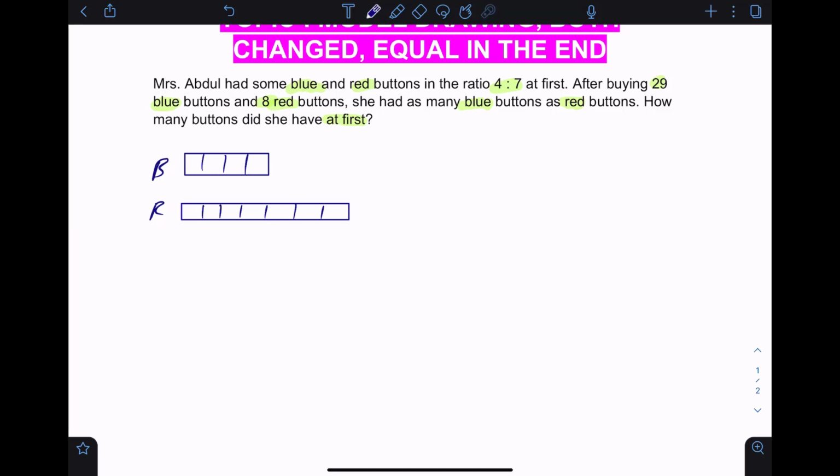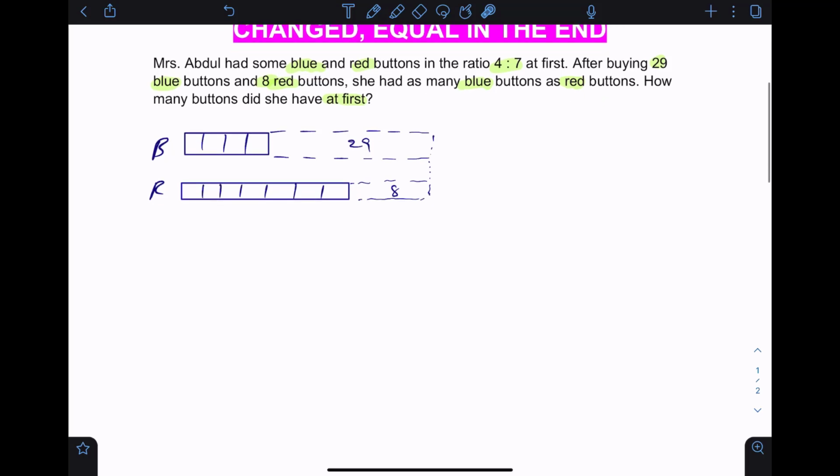Now, what happens when you buy 29 blue buttons and 8 red buttons? At the end your models should meet. Okay, it should meet because you have as many blue as red buttons in the end. So can you see from the model that the difference between 29 and 8 represents these 3 units?